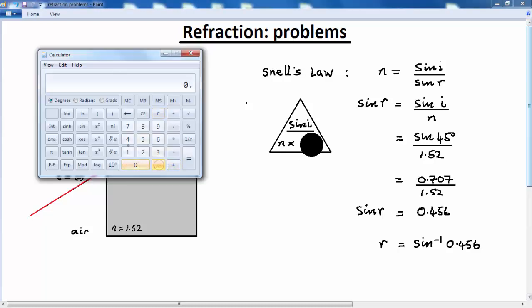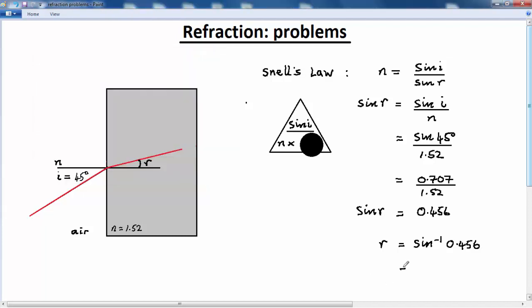Let's get the calculator back. So 0.456, type in the number, and then you click on the inverse button and then choose sine to the minus 1, this one, and that gives us the angle, which is 27.129. Round that off to 2 places of decimal, 27.13. r equals 27.13 degrees, and there you've calculated your angle of refraction.